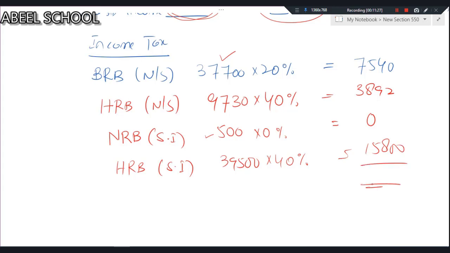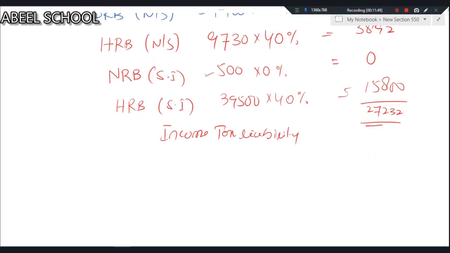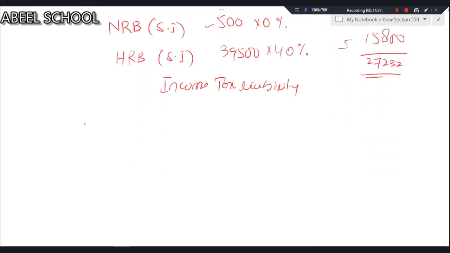So simply add all this. 3,892 plus 7,540 plus 15,800. We are getting income tax liability of 27,232. Income tax liability is 27,232. Okay. Now let's see one more question.